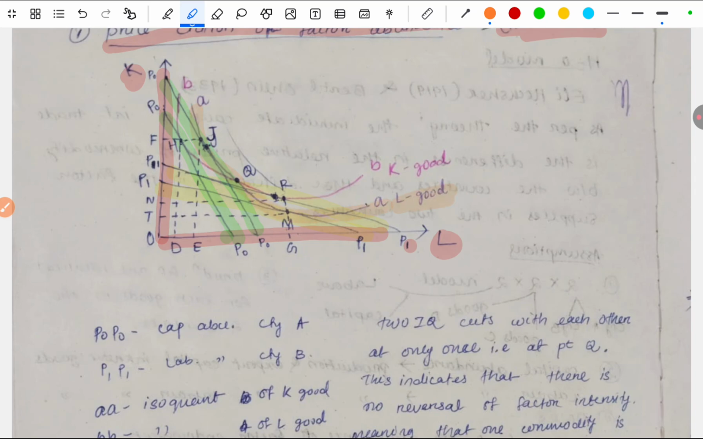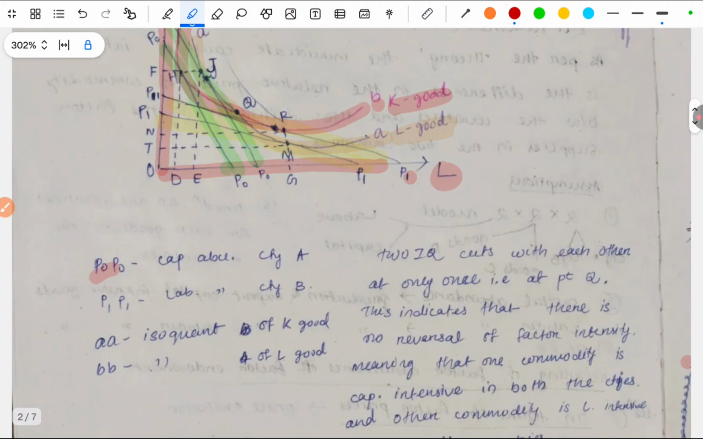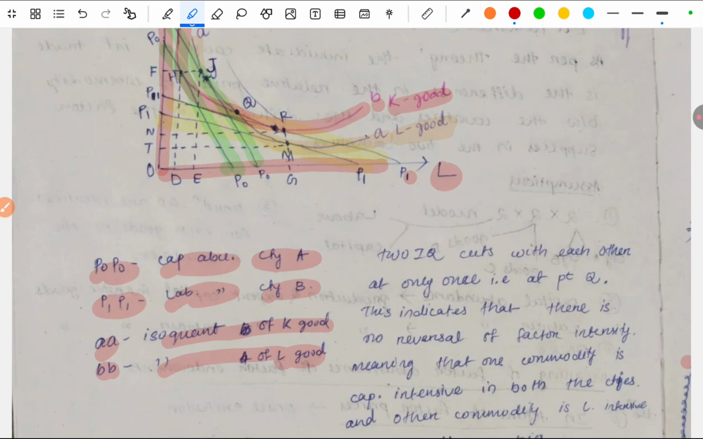Labor goods, AA. This is BB. This is capital goods. P0 is the capital abundant country, country A. P1 is the labor abundant country, country B. AA is the isoquant for capital goods. BB is the isoquant for labor goods.